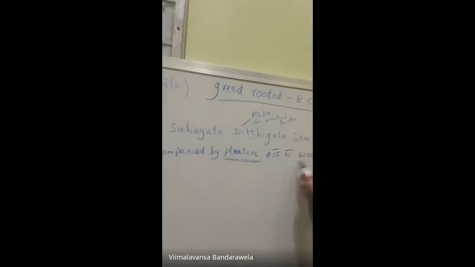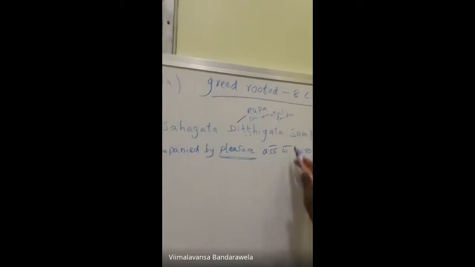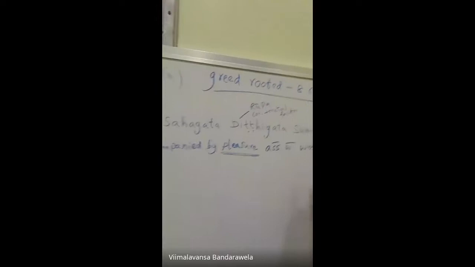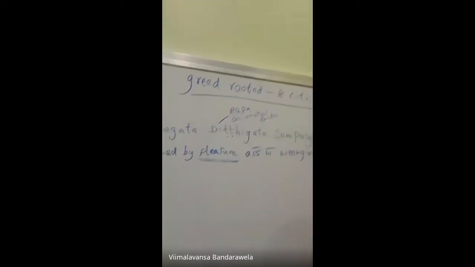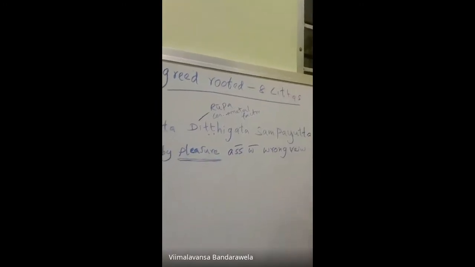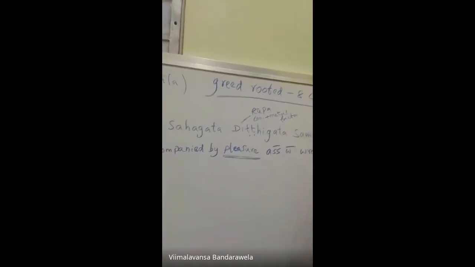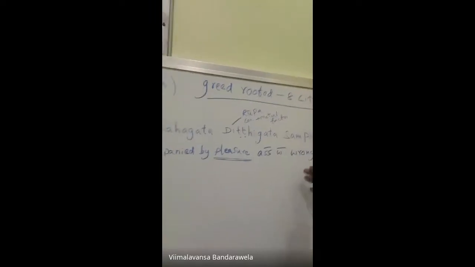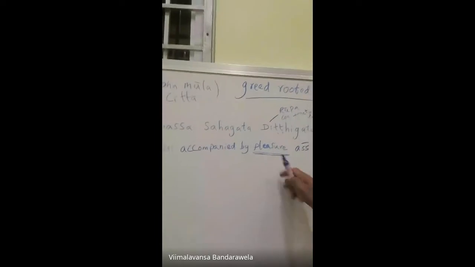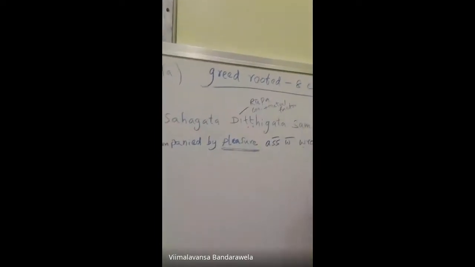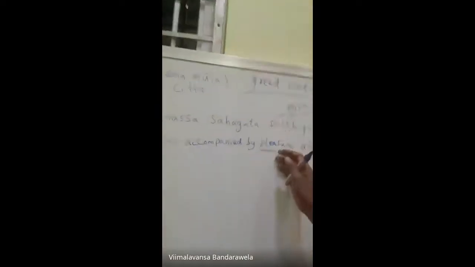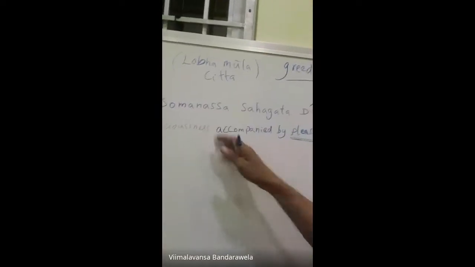Ditthigata sampayutta means associated with wrong view, but right view is now covered by this wrong view, right? Unprompted means somebody does not influence you, but you yourself think this is my child, and now you have pleasure, but with wrong view and unprompted, accompanied by pleasure. And this is the consciousness, right?